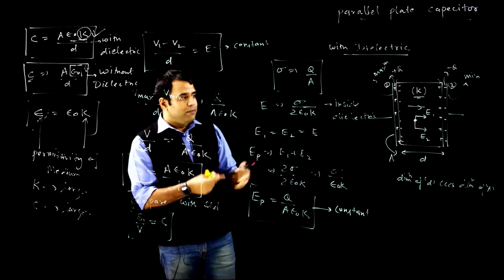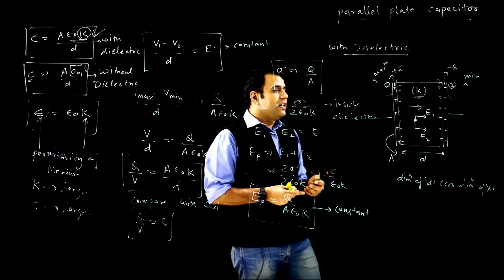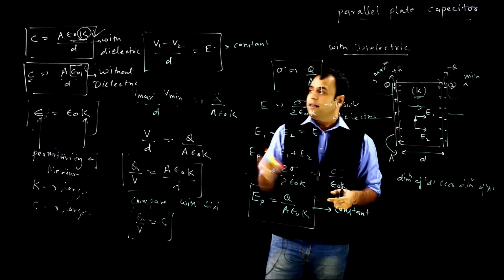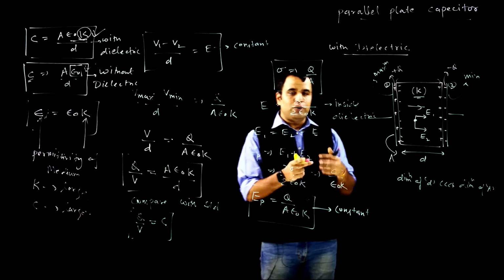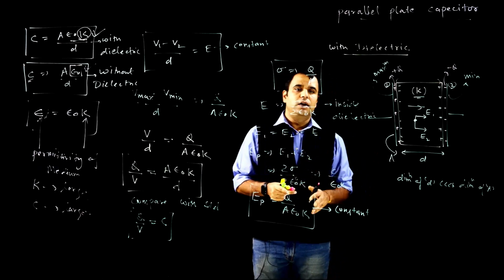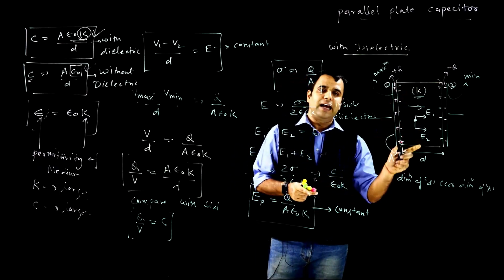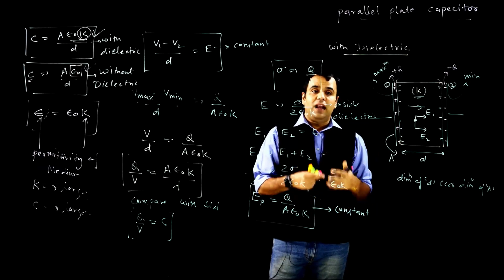So if you want to have a large value of C, the value of A by D should be very large, or you can say D by A should be very small. Along with that, you have to use the dielectric for a larger value of K.